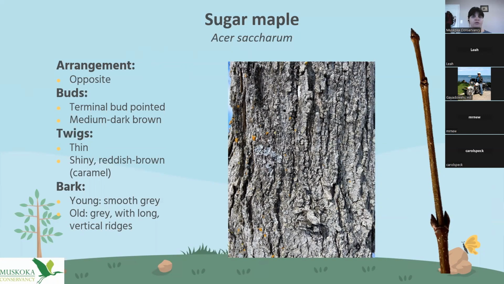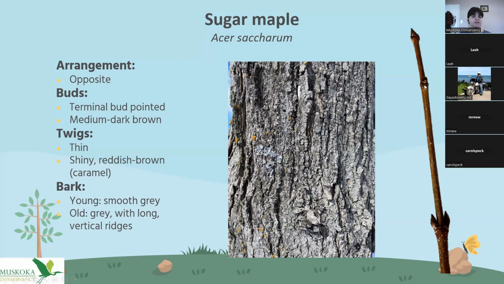So first off, we've got our sugar maple. The first couple ones we'll look at are those with opposite arrangement, and then we'll look at our alternate arrangement ones. So with our sugar maple, it is called Acer saccharum. The terminal buds as well as the lateral buds are quite pointed at their tips, and they tend to be a medium dark brown caramel color, quite similar to the twig as well.